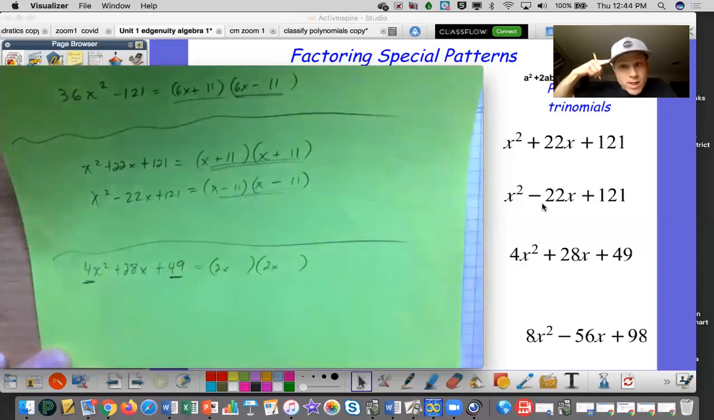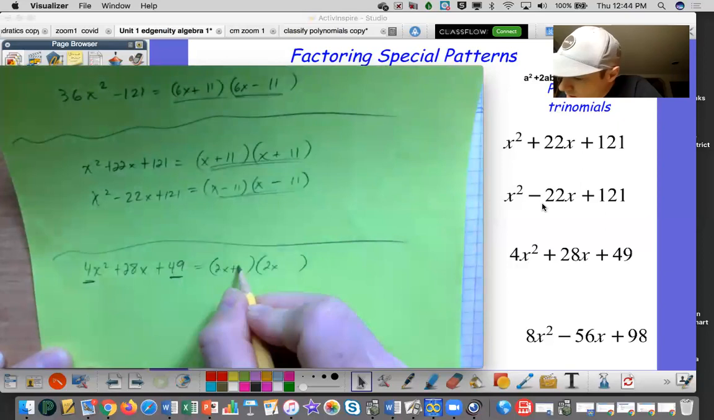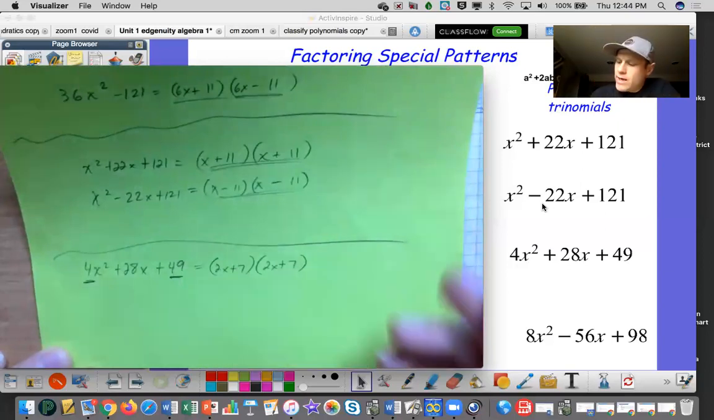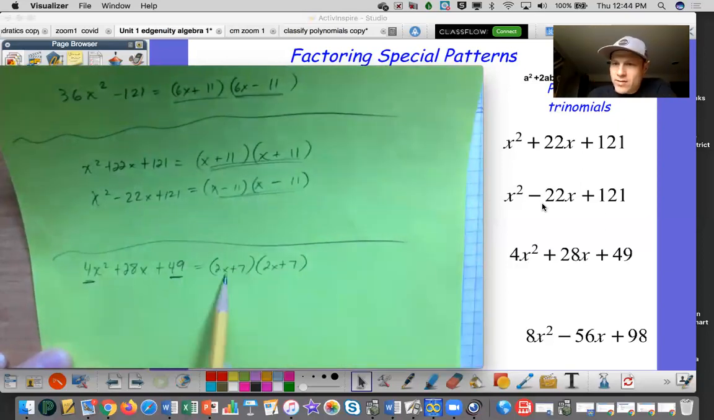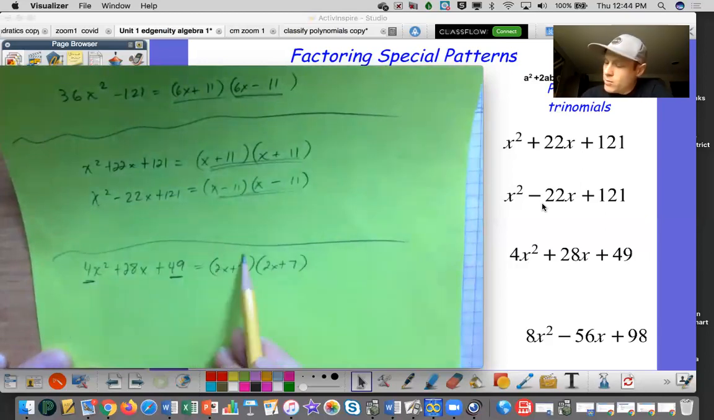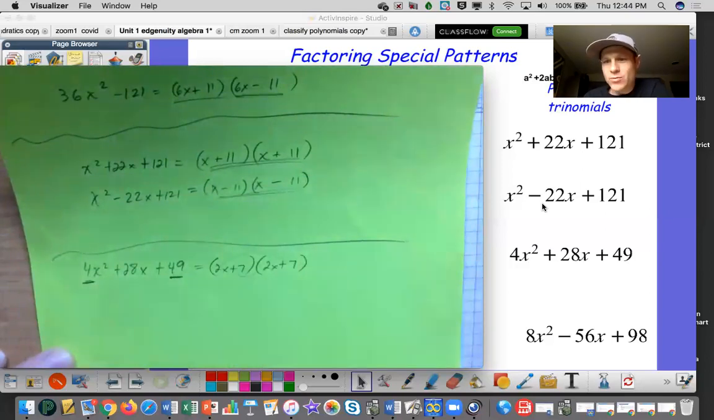Get it up top, don't say it. Ready? Did you say it? Pop it out? 7. And now you can see that with the positive 7s, we'll get 49. But if I were to multiply this out, I would at some point multiply that and get 14x, and that and get another 14x, which would indeed add up to the 28x that we need in the middle.